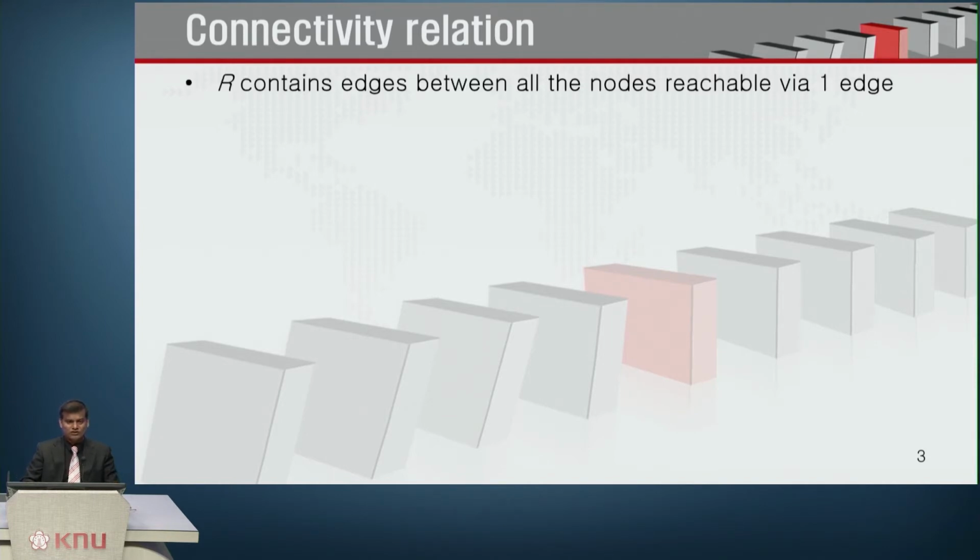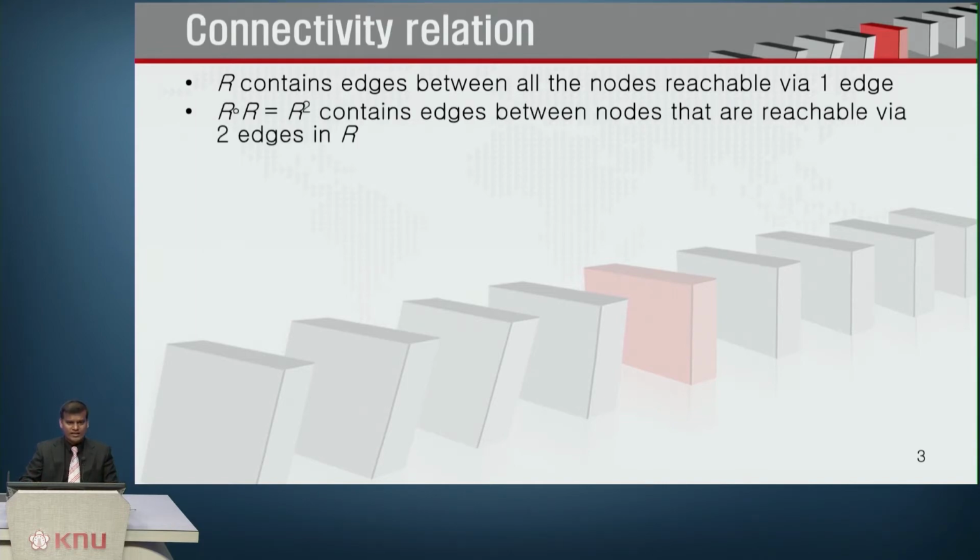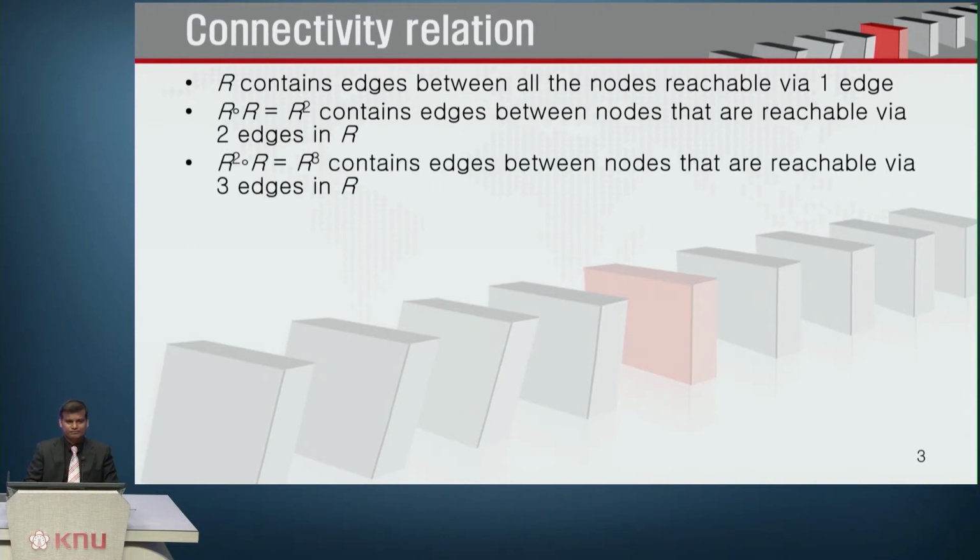Well, let's talk more on this. R contains the edge between all nodes reachable via one edge. Say, for example, R in conjunction with another R gives you R squared, which contains the edge between nodes that are reachable via two edges in R. So you have two nodes that have been connected by means of two edges.